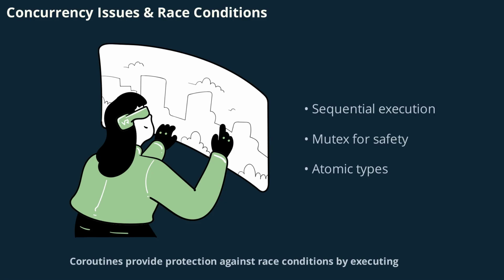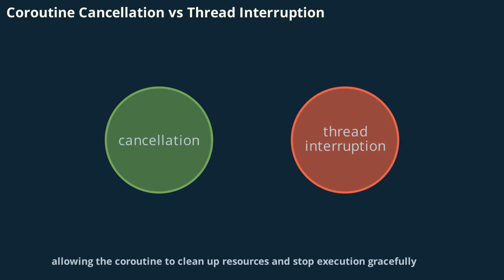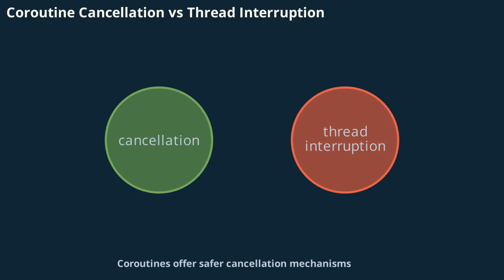Coroutines provide protection against race conditions by executing code sequentially within a single thread or dispatcher. If shared mutable state needs to be accessed concurrently, synchronization mechanisms like mutex or atomic types can be used to ensure thread safety. Coroutine cancellation is a cooperative process, allowing the coroutine to clean up resources and stop execution gracefully. Thread interruption is an abrupt signal sent by one thread to another, which can lead to resource leaks and abrupt termination. Coroutines offer safer cancellation mechanisms.